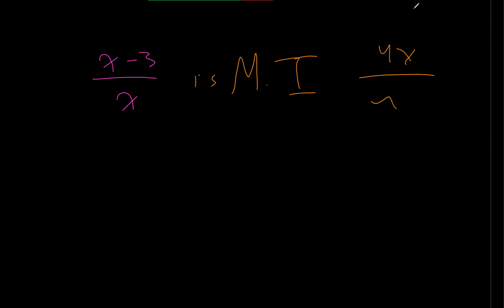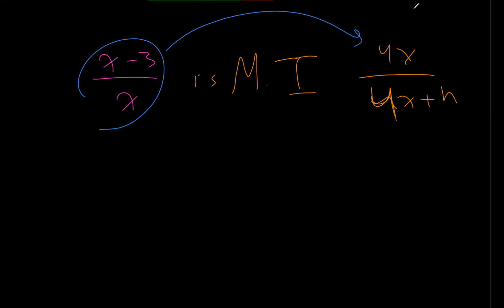Okay, for this example, if I give you x minus 3 over x, this number is the multiplicative inverse of 4x over 4x plus h. And we will now find h. You can pause the video and try to solve it. So here, this is the question, and this number is the multiplicative inverse of this one. And I remember what the multiplicative inverse is. That means if I multiply a number by its multiplicative inverse, the result will be 1.